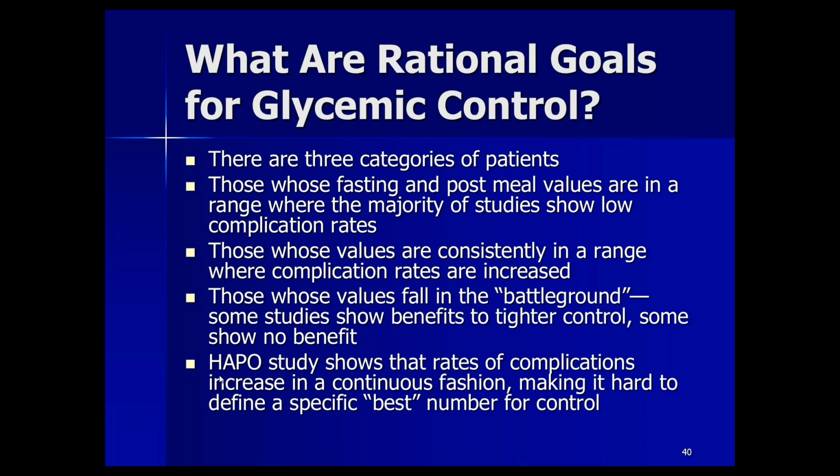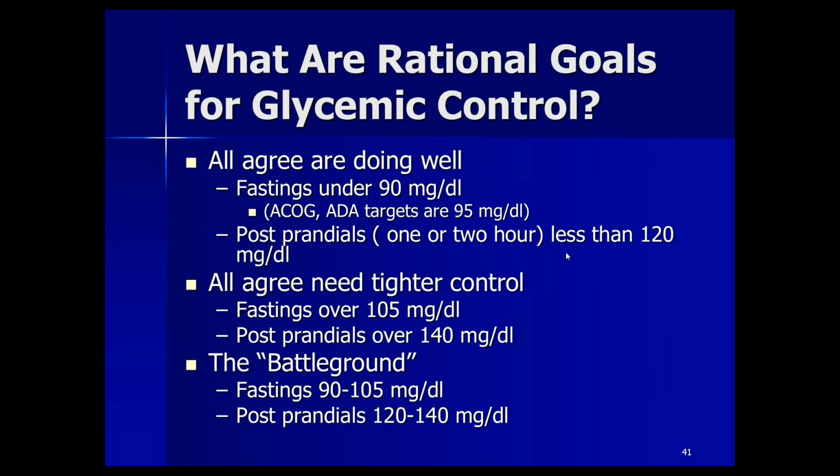What I think is important here is that the HAPO study showed us that these rates of complications increase in a continuous fashion. So it's difficult to figure out what your specific best numbers are. But here are the general categories. Everybody agrees this group is doing well. Your fastings are under 90, and your after meals, whether you're using the 1 or the 2 hours, less than 120. Pretty much every clinician I know is going to say that patient's doing well on diet and exercise.